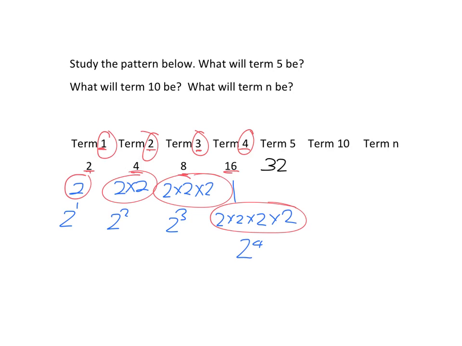Very, very easy then to tell me what is term number 10. It's going to be 2 to the power of 10. And term number n is going to be 2 to the power of n. I'm not actually going to work out what 2 to the power of 10 is, because that's a very, very big number, right? It's 2 times 2 times 2, 10 times, right? So we'll just leave it as 2 to the 10. But we can see then what the pattern is. Any term will just be 2 to the power of the term number.